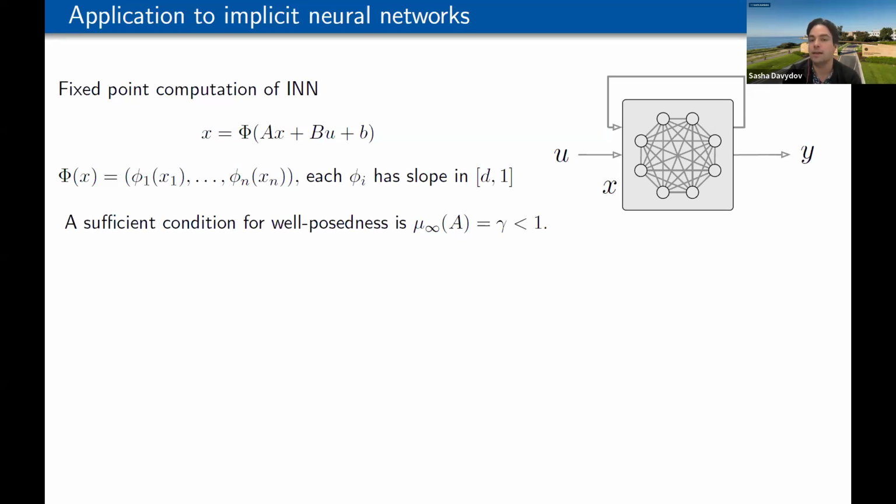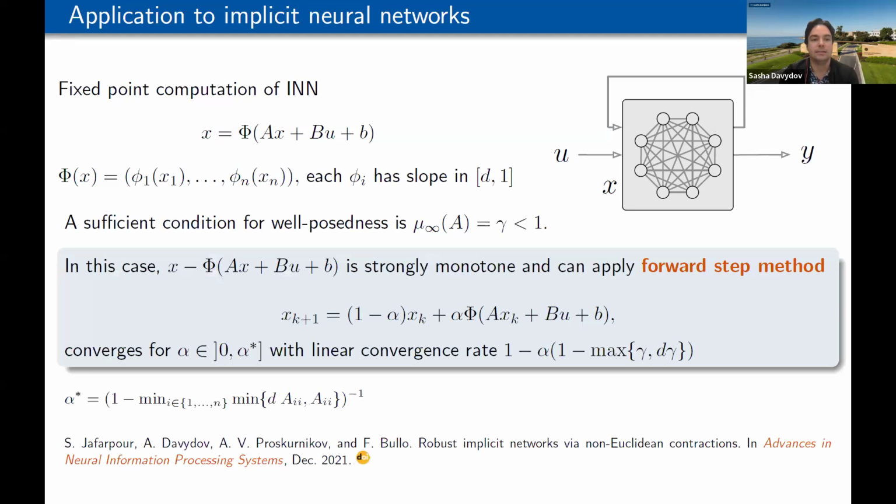The logarithmic norm of A is less than 1. I'm going to call it gamma for convenience because it's useful to get convergence rates. In that case, this is the previous result: X minus phi of AX, and so on, is strongly monotone with respect to the L infinity norm. One can apply the forward step method or the averaged iterations in order to compute that fixed point. It converges for every alpha in a particular range, and you have this linear convergence rate. This is exactly what we did in our NeurIPS paper.